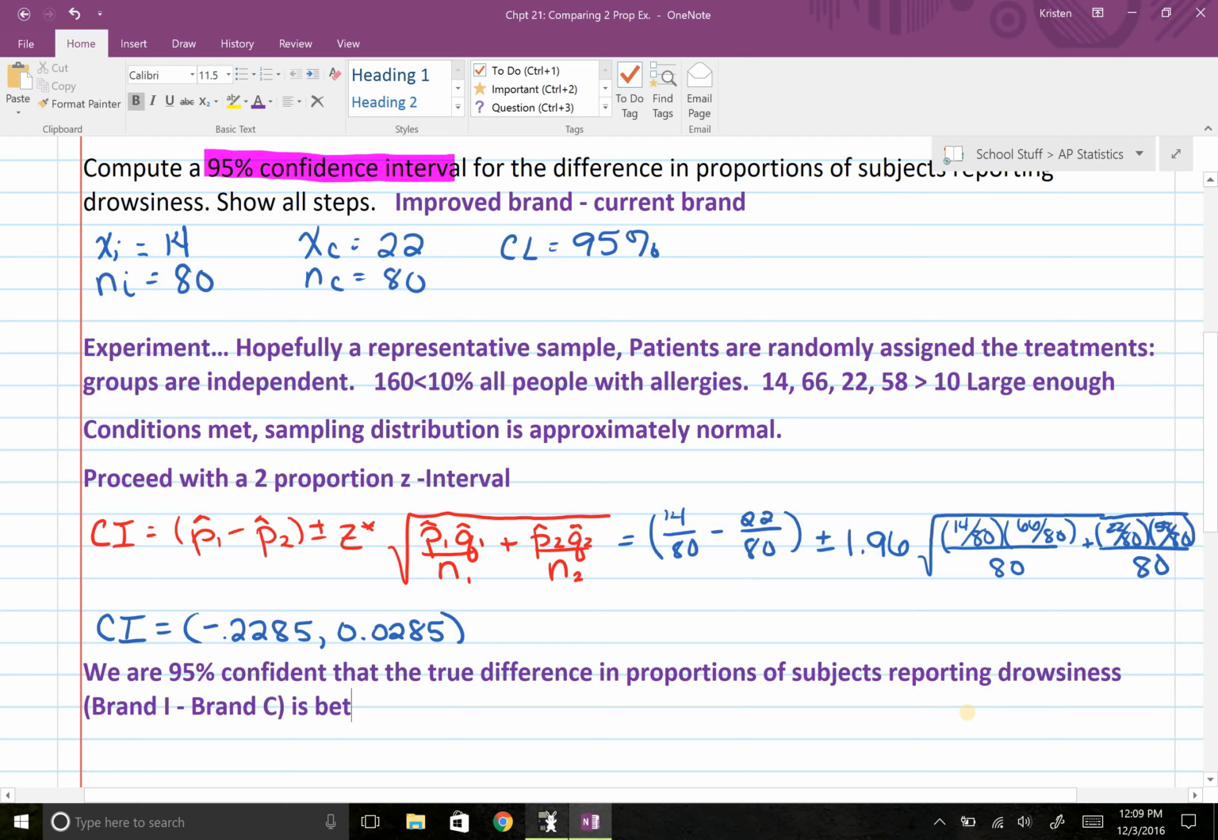is between, make sure you include your negative sign here because that will totally change your options. And since I said proportions, I'm going to write it as a proportion. So between negative 0.2285 and 0.0285.